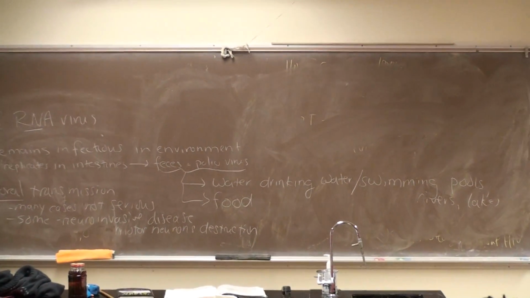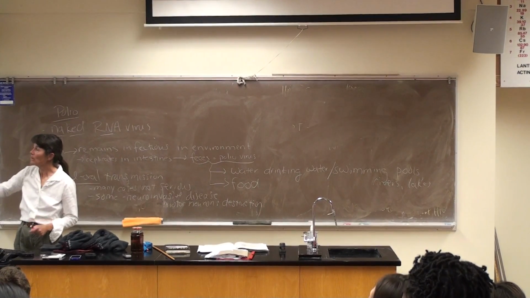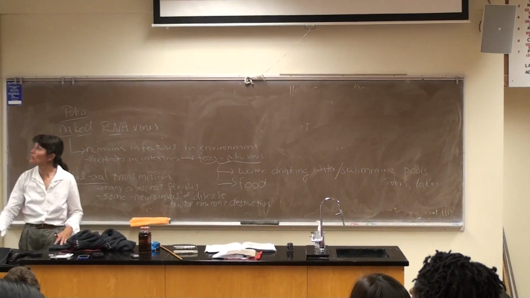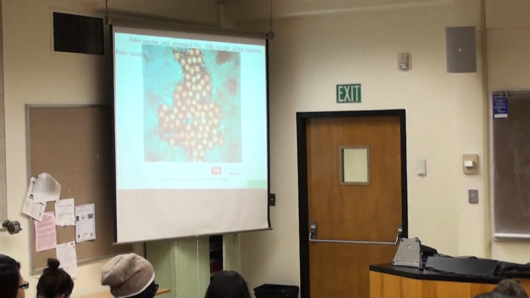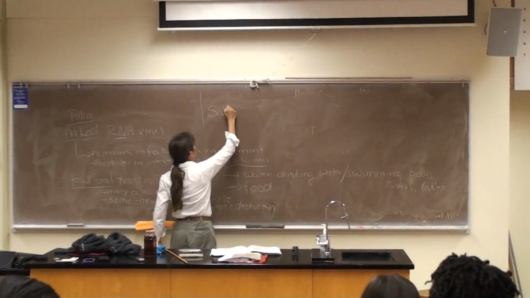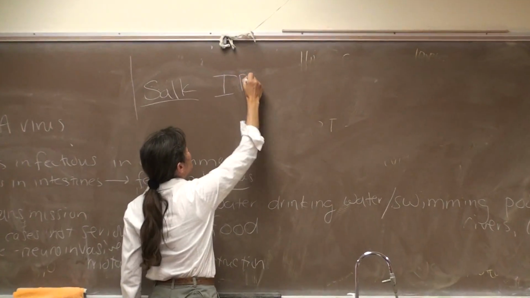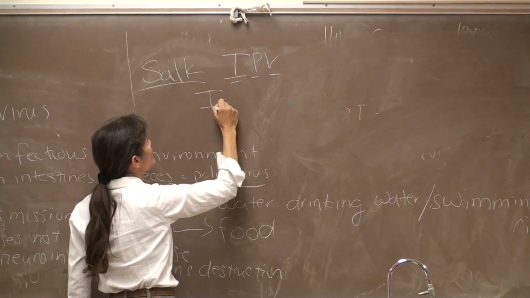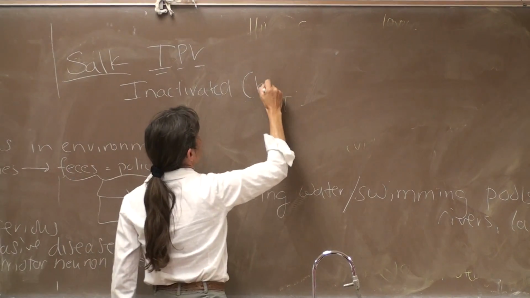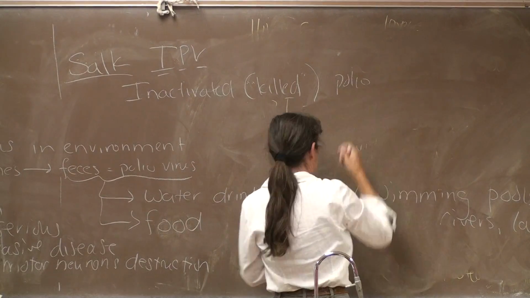So it was huge in the 1950s when a polio researcher by the name of Salk came up with the IPV. And IPV stands for inactivated, meaning a killed, so-called killed polio vaccine.